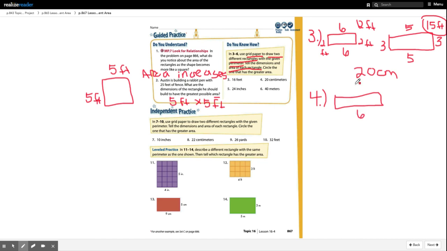6 plus 6 gives us 12. So what 2 other numbers do we need to give us 20? How about 4? So 6 plus 6 is 12, plus 4, 16. And if this is 4, it needs to be equal 4. So this all equals 20. Now we need to find another rectangle that has that same perimeter.